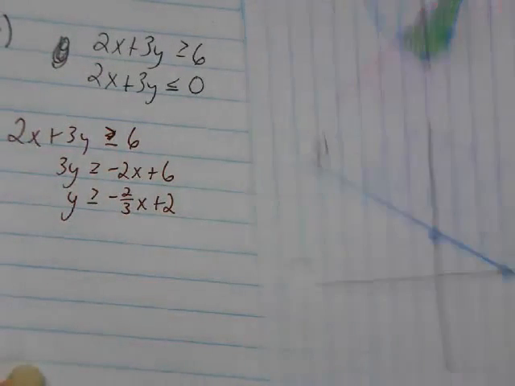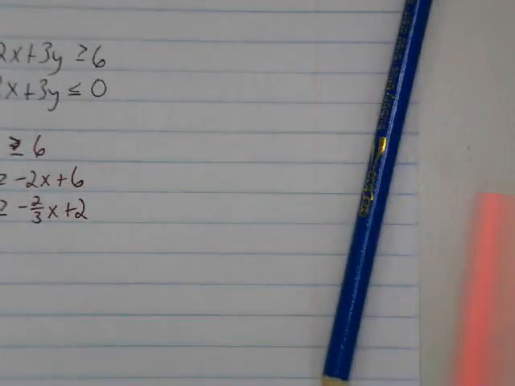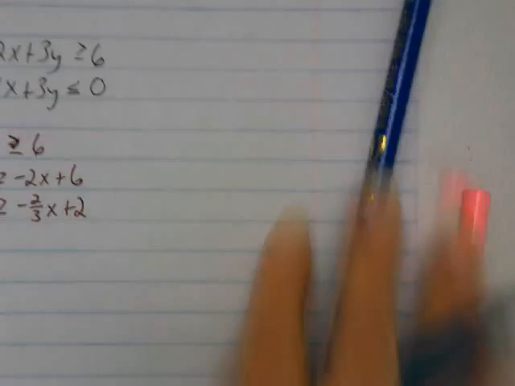Alright, let's look at the second puppy. I have too many writing utensils right now. I'm feeling a little bit overwhelmed.